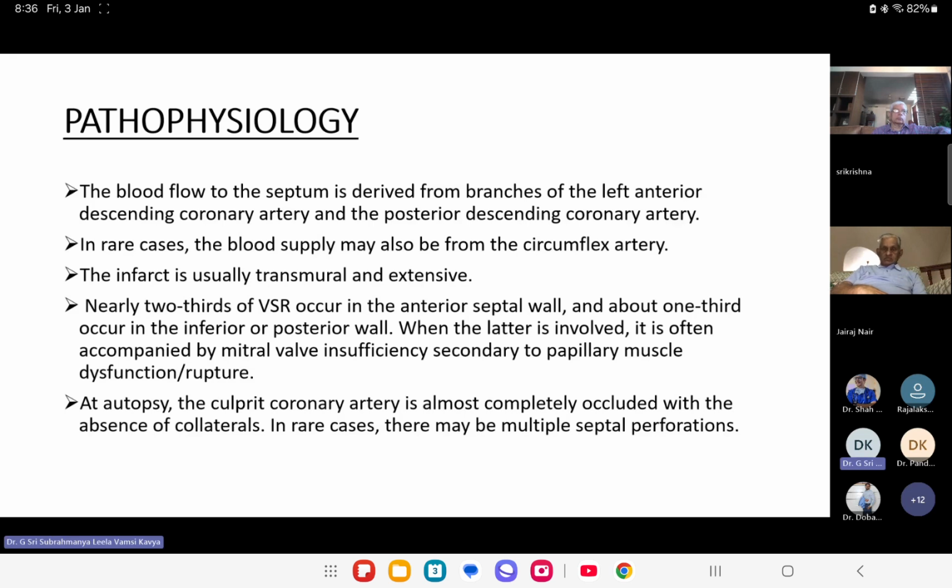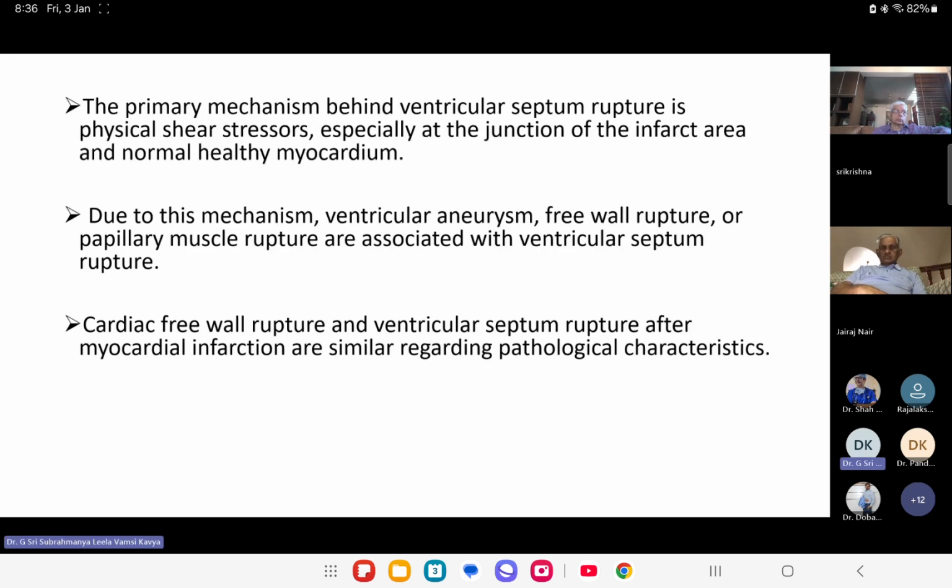The primary mechanism behind the ventricular septum rupture is physical shear stress, especially at the junction of the infarct area and the normal healthy myocardium. Due to this mechanism, ventricular aneurysm, free wall rupture, or papillary muscle rupture are associated with ventricular septum rupture. Cardiac free wall rupture and ventricular septum rupture after myocardial infarction are similar regarding the pathological characteristics.